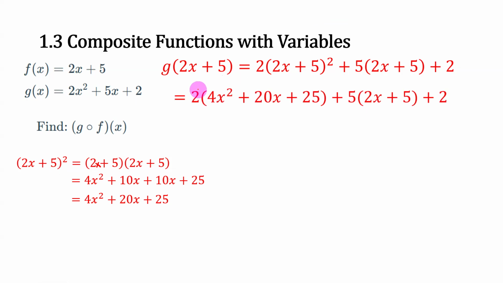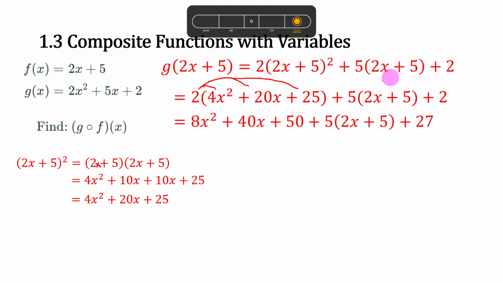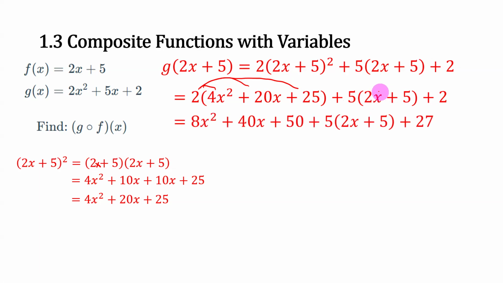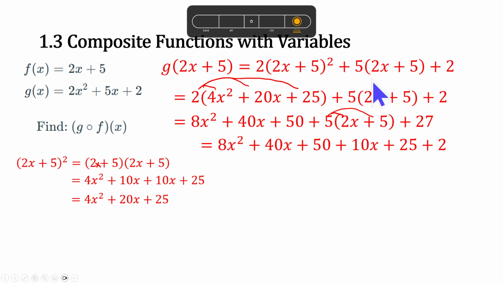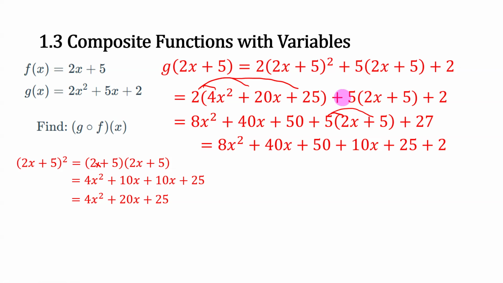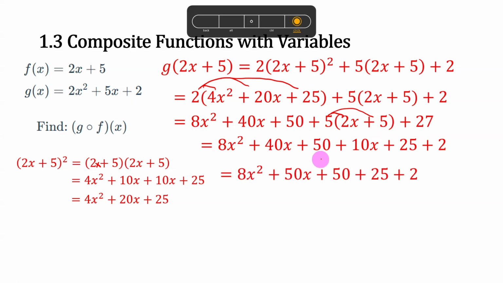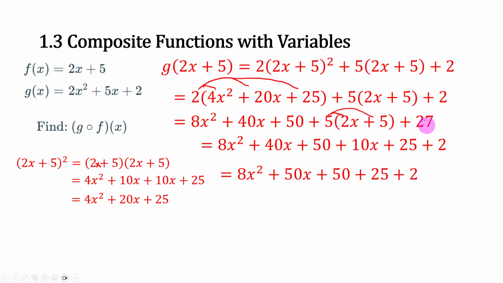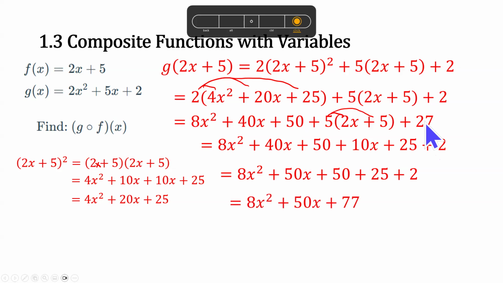Do the distribution. If you did all the distribution at one time, no worries. I'm just doing this a little bit more step by step. We got 5 times 2, 5 times 5. Combine like terms, 40x and 10x is 50x. 50 plus 25 plus 2, 77.